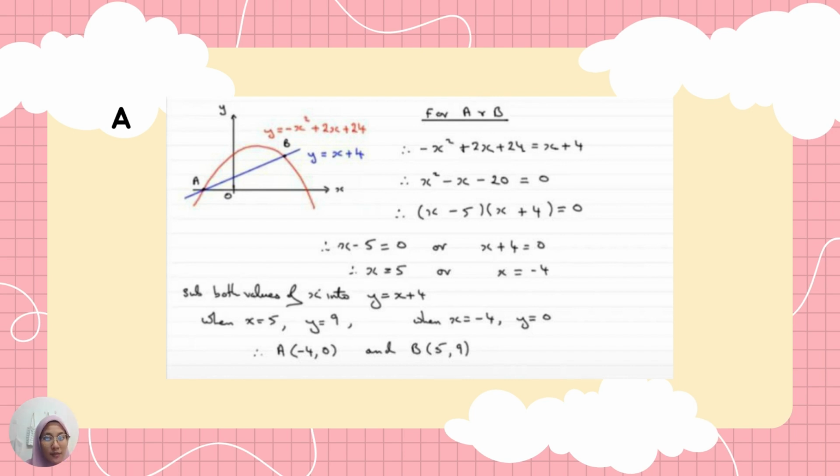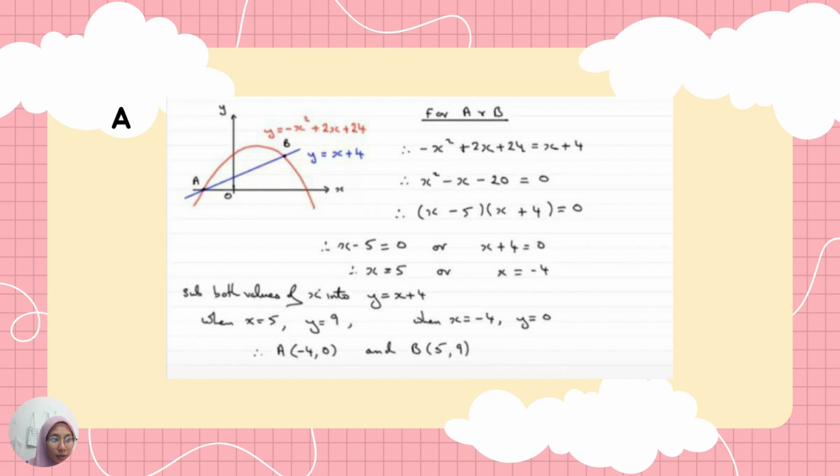We move the x plus 4 to the left side and it will become x squared minus x minus 20 equals 0. So next, put the equation into the calculator and you will get x equals 5 and x equals negative 4.